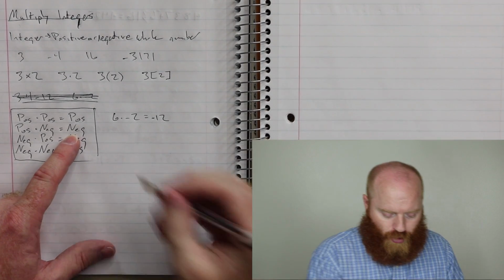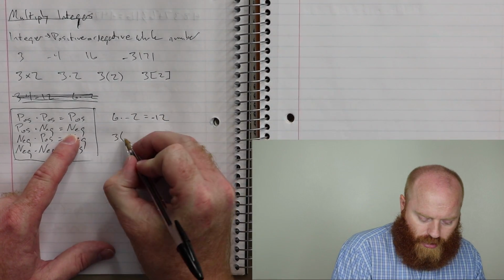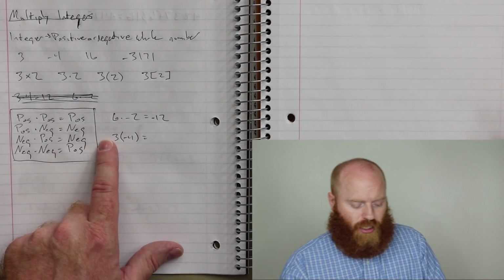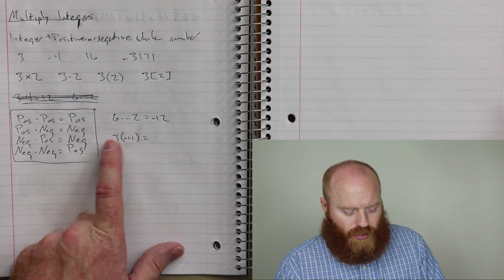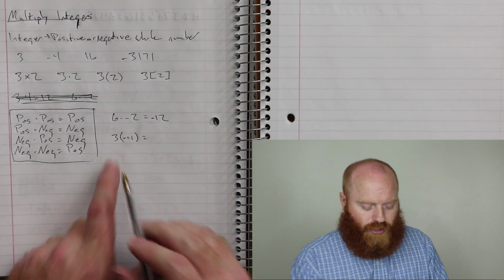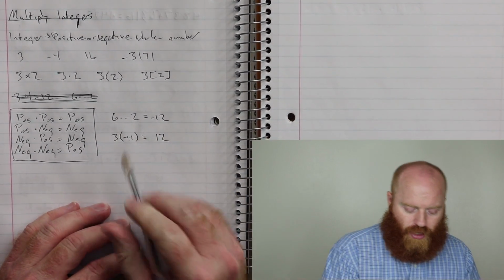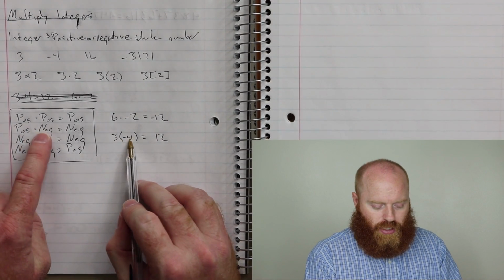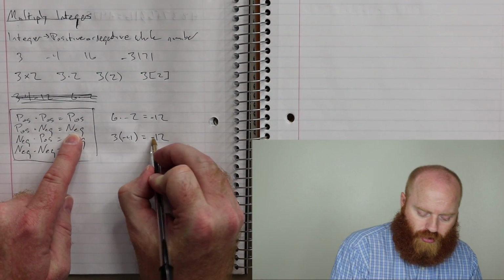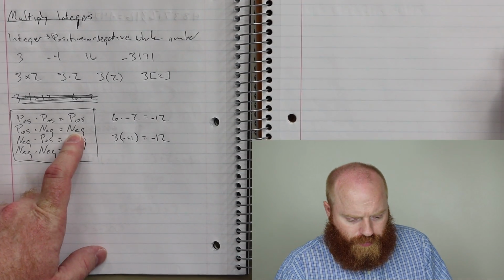Let's practice a few more. 3 times negative 4. Again, a number touching a grouping symbol implies multiplication. Just take the numbers. 3 times 4 equals 12. And a positive number times a negative number will yield a negative result. The answer is negative 12.